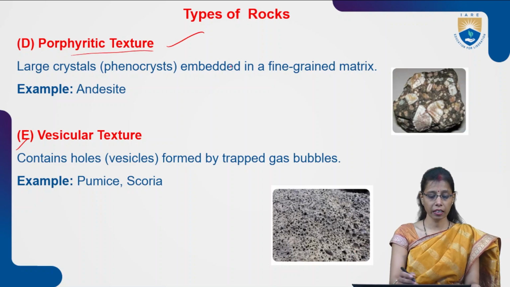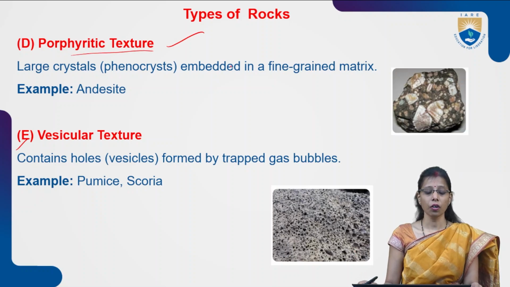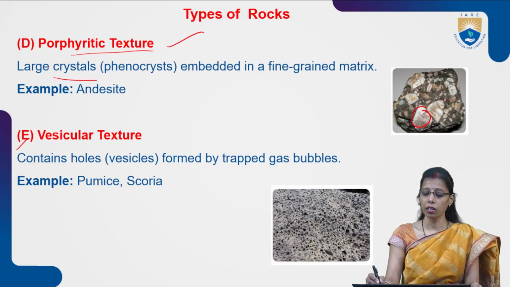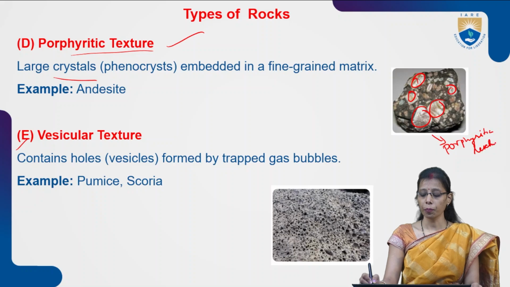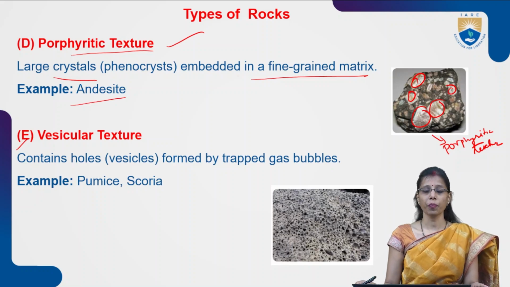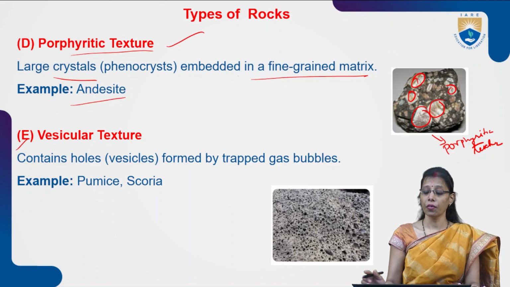Next is porphyritic texture. Now what does it mean? Porphyritic means large crystals, which you can see here, embedded in a fine grain matrix. An example is andesite. Andesite is one kind of igneous rock formed with this porphyritic texture, where you can find the large crystals inside the rocks.